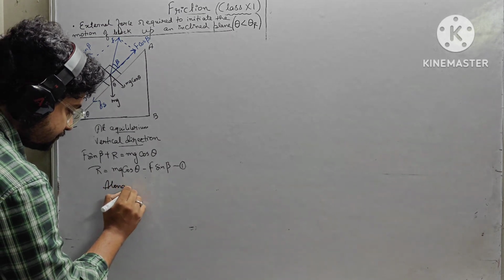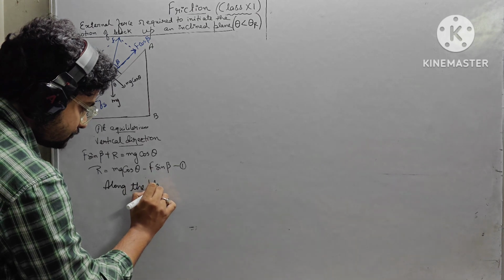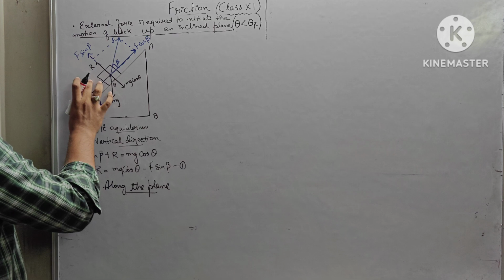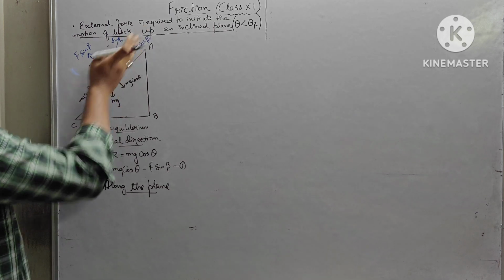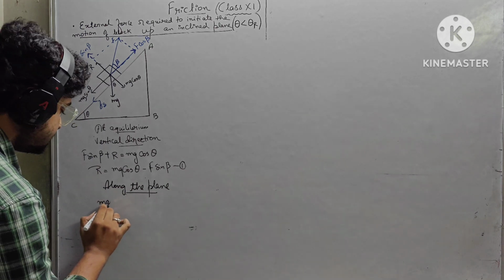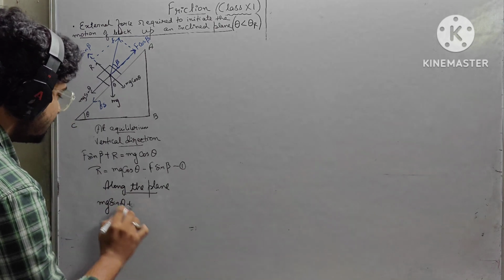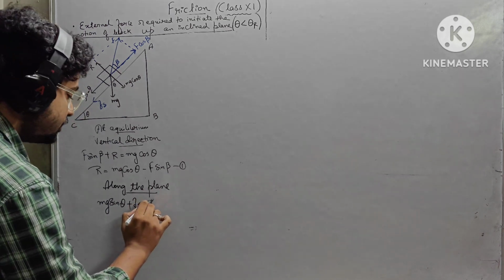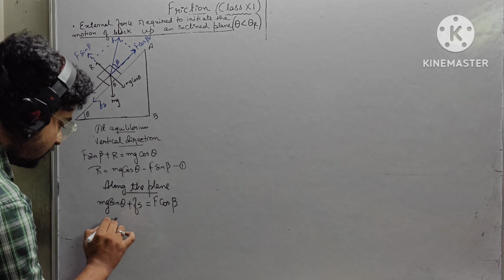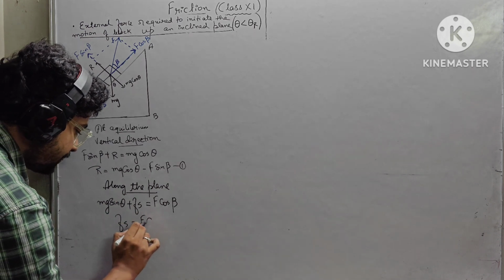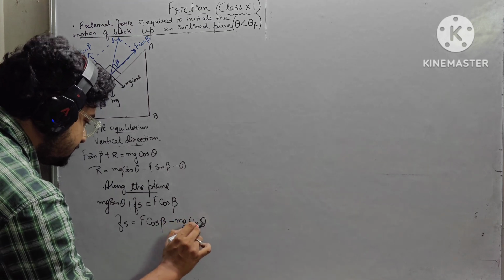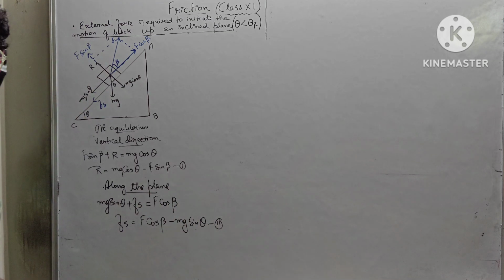Along the plane, we have mg sin theta on this side, friction on this side, and on the opposite side F cos beta is acting. So mg sin theta plus friction equals F cos beta. From here, Fs equals F cos beta minus mg sin theta. This is equation 2.